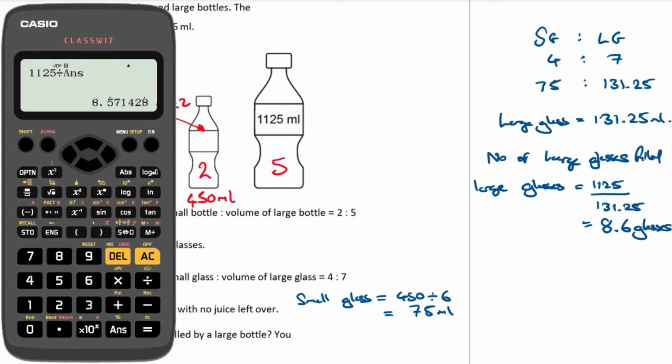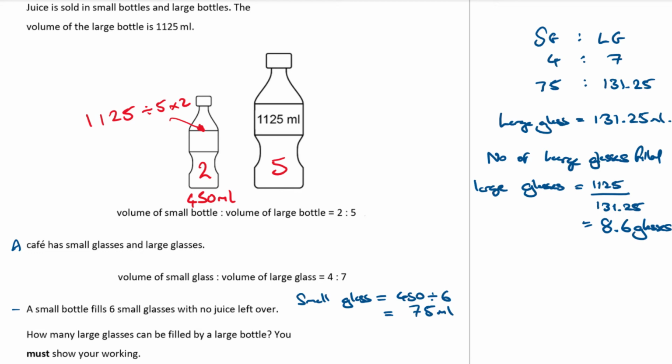Now obviously you can't serve 0.6 of a glass in a bar. People tend to complain, so you're only going to be able to fill up 8 glasses and have a little bit left over, aren't you? So that means 8 glasses.